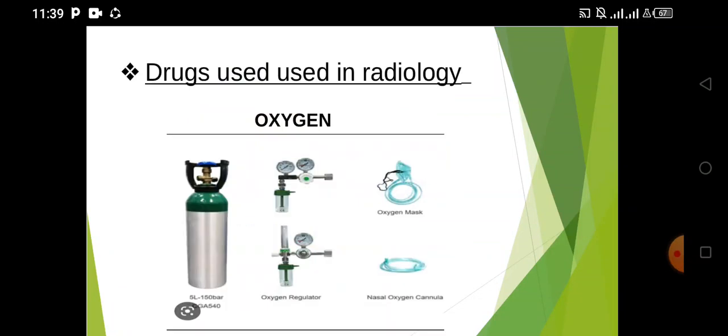Hello everyone. I will be taking you through the uses, routes of administration, mechanism of action, and pharmacology of oxygen in relation to radiology.